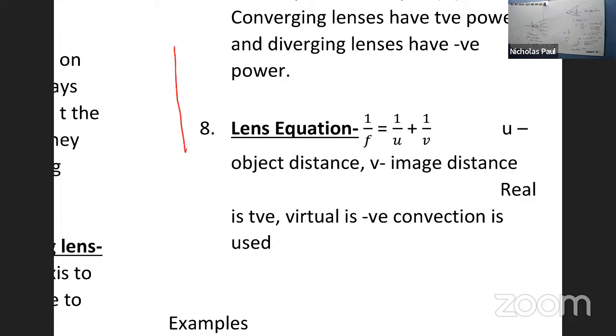You have your lens. You have your object here. U is your object distance. From here to here is your image distance. 1 on u plus 1 on v is 1 on f. If v is positive, then it's a real image. If v is negative, it's a virtual image. Where are virtual images generally found? On the same side as the object.